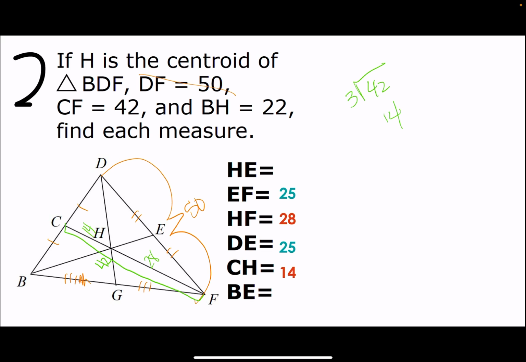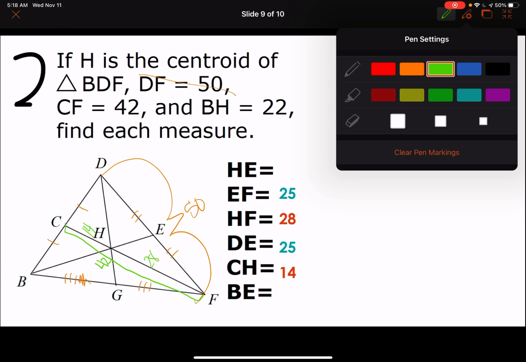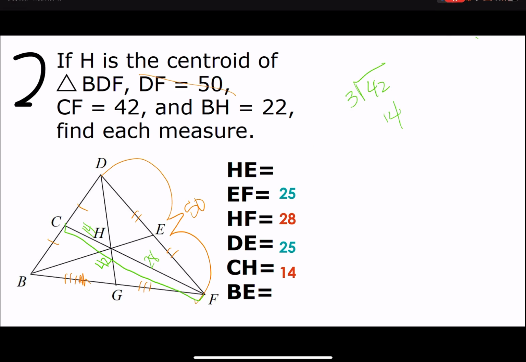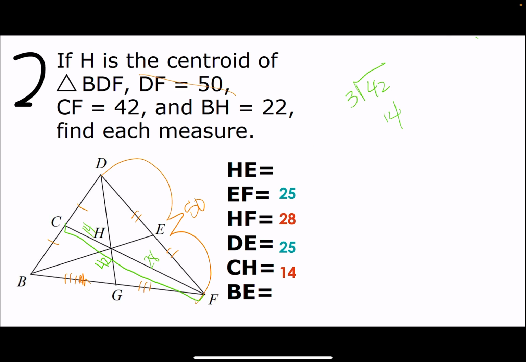And I'm going to switch colors again. All right, so last one is BH is 22. And that's from this vertex to our centroid, which means that's 2/3. And then this is our 1/3, meaning it's going to be half that, which is 11. So HE is going to be 11. And if I add up the entire thing, this thing's going to be 33.